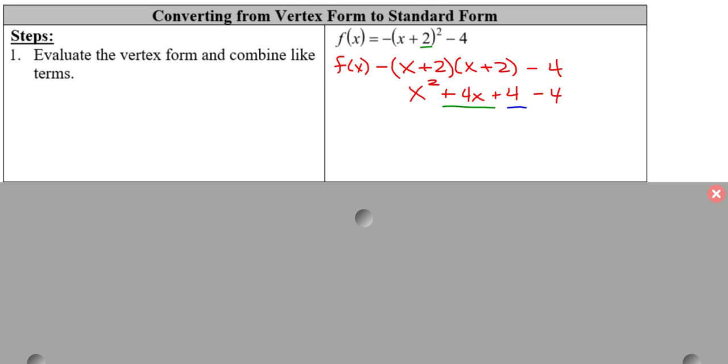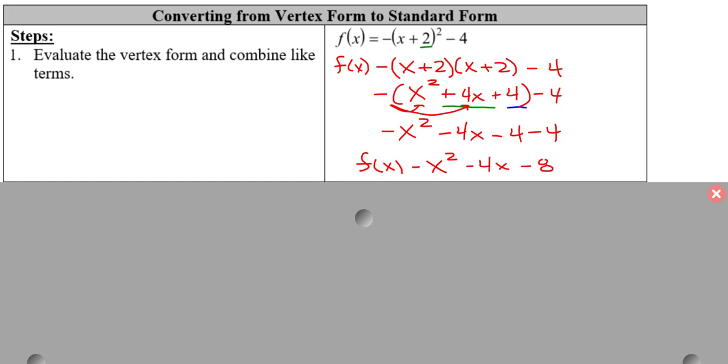All right, so we are not done yet, right? We still have this negative sign, okay? Because this negative sign is distributing to this. We got to follow those orders of operations. So let's distribute this out. We got negative times x squared, negative x squared, negative times 4x, negative 4x, negative times 4 is negative 4, and then we have the minus 4. We want to combine our like terms, and we are going to be left with negative x squared minus 4x, negative 4 and negative 4 is negative 8. All right, so that is how that looks. Let's go ahead and box that up.